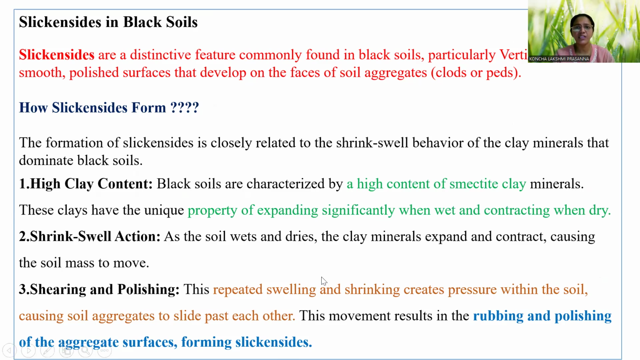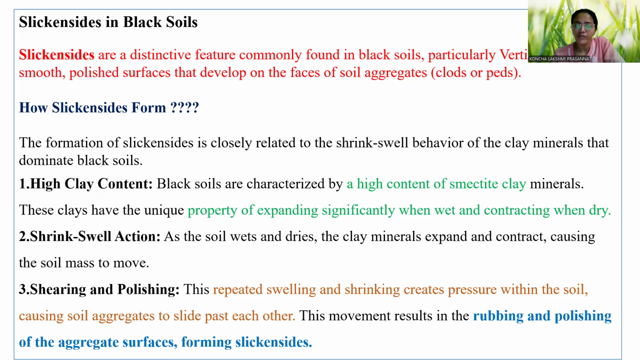So slickensides is a type of feature present in the black soils of the soil order vertisols. These are smooth and polished surfaces developed on the faces of the aggregates or peds. They are formed by the swelling and shrinkage of clay minerals known as smectite, vermiculite, and montmorillonite. As these are expanding type minerals, a large amount of swelling and shrinkage is exhibited in this type of soil.